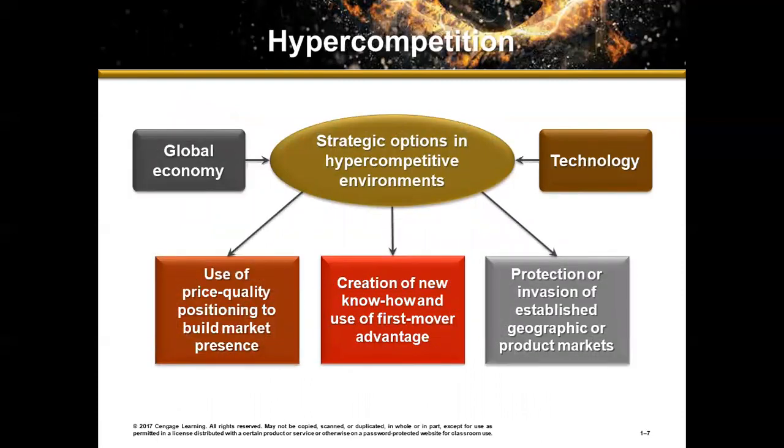We can actually see in this present environment what we call hyper-competition. There is competition all around us. Strategic options in hyper-competitive environments include the global economy and technology. And this could be expressed in the use of price quality positioning to build market presence, creation of new know-how and use of first mover advantage, as well as the protection or invasion of established geographic or product markets.